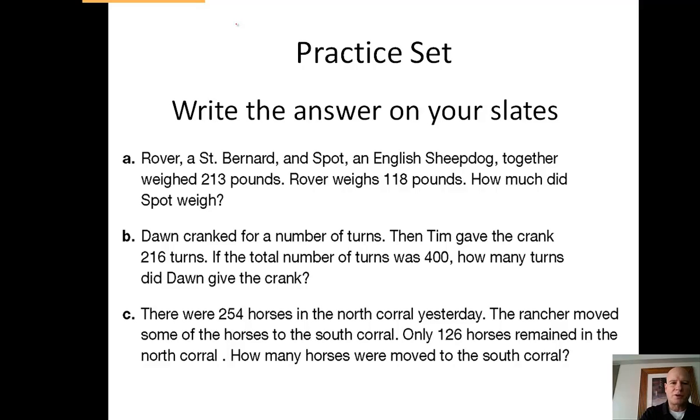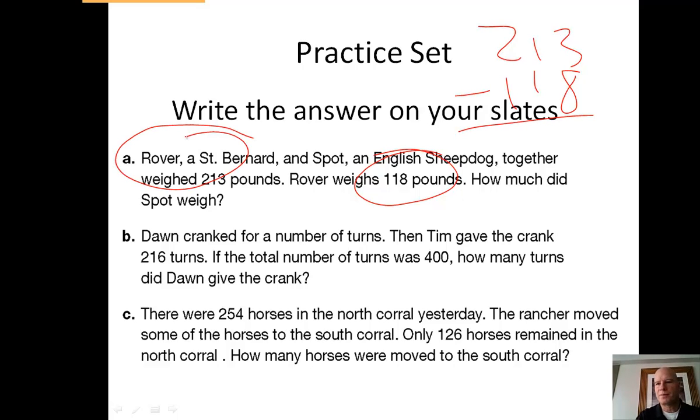I know that they equal 213 total, the 2 dogs together, and if Spot weighed 118, then if I subtract that from the 213, that'll tell me how much Rover weighed. So I can't subtract 8 from 3, so I'm going to take this 21 and change that to a 20, and carry that 10 over there. So 8 minus 3 is 5. 0 can't be subtracted from 1, so I have to change that 2 to a 1, change that to a 10, and 10 minus 1 is 9. So 95 pounds is what I think that Rover weighed.